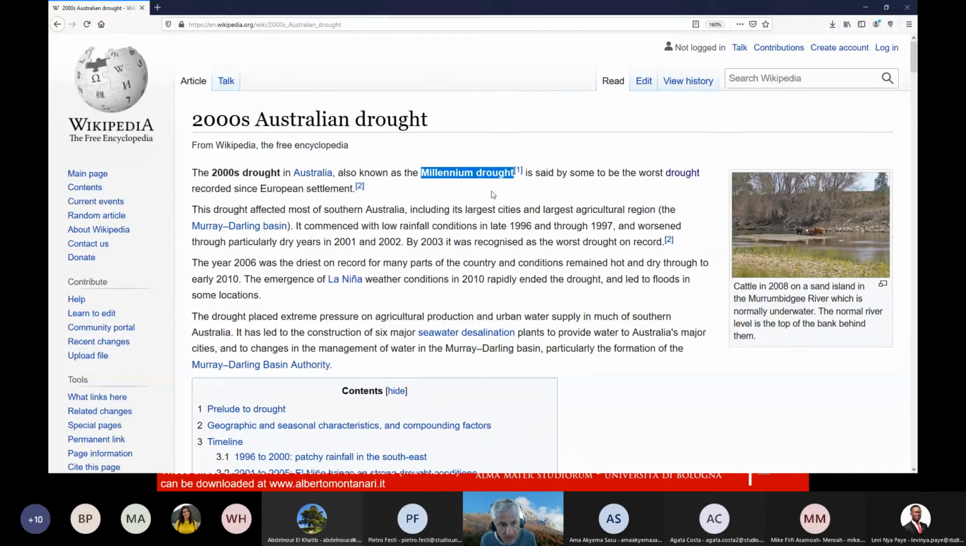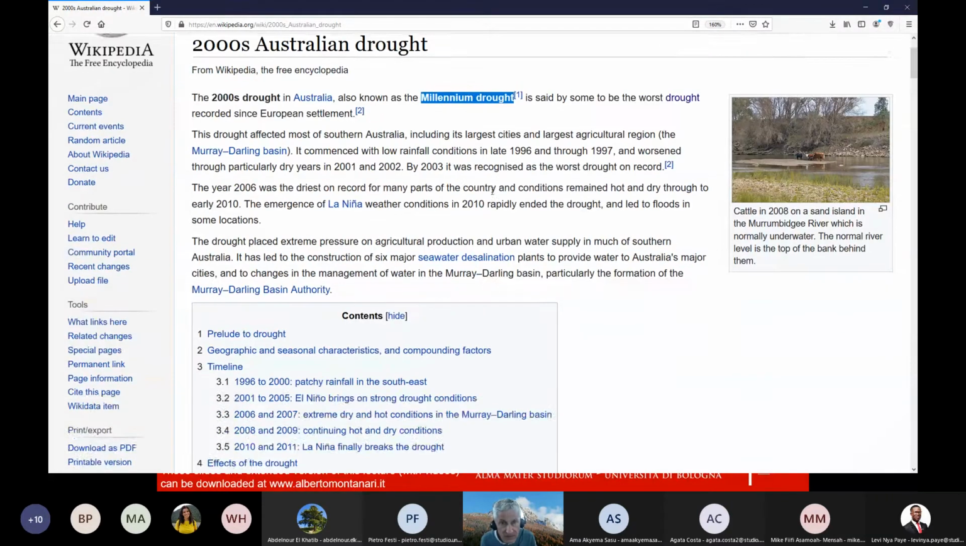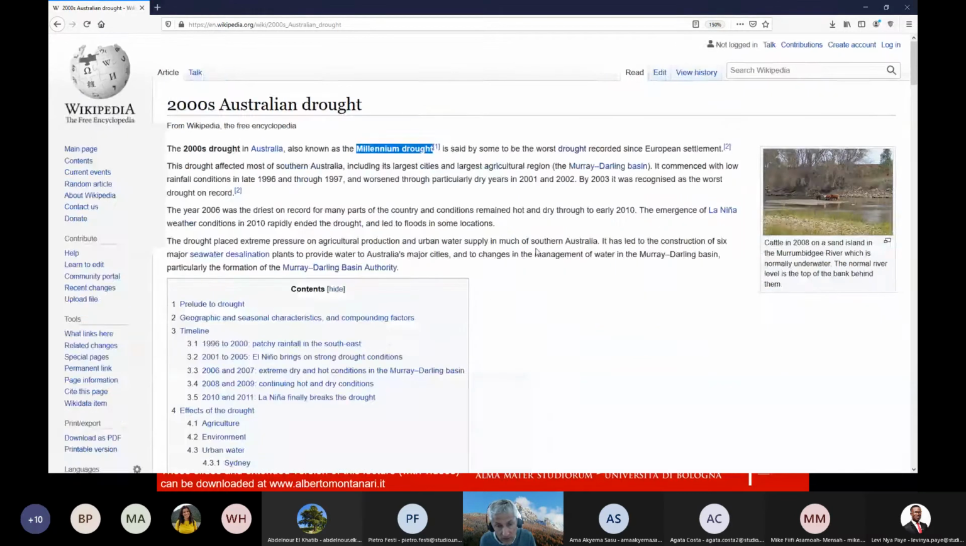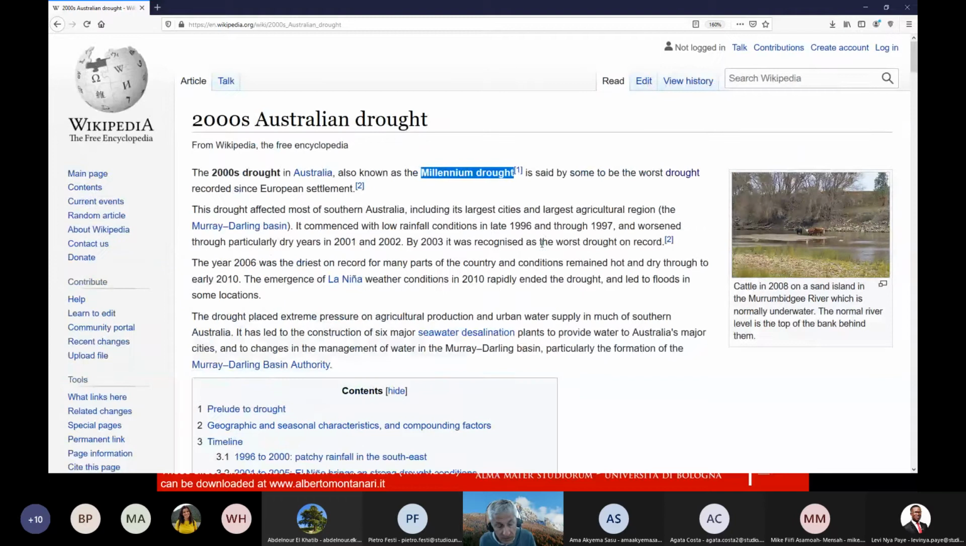This was a very severe drought that lasted 10 years in Australia. And then it was declared closed in 2011. Now, I can imagine your question. Is this drought related to climate change? The answer is we don't know. We still don't know if global warming is increasing the risk of drought. If you focus on the science, the science says that we still don't know.